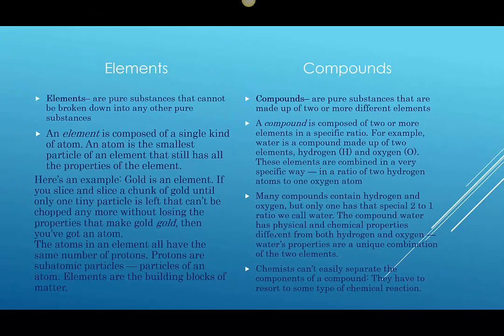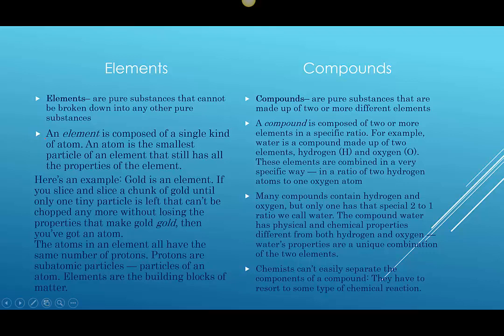So elements. Elements are pure substances that cannot be broken down into any other pure substance. That is the main definition that we want you to know here, okay? So elements, pure substances that cannot be broken down any farther. Compounds, on the other hand, are pure substances that are made up of two or more different elements. They can be broken down sometimes, but often it's quite difficult, okay?